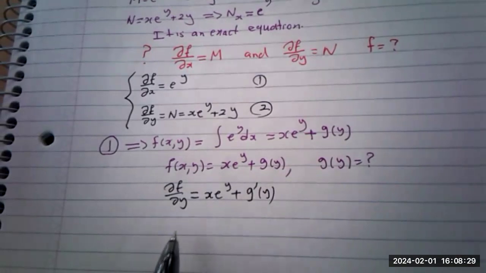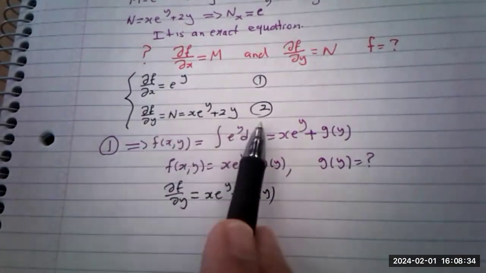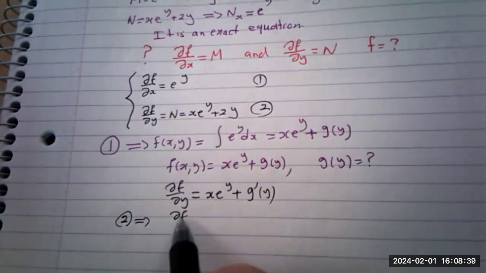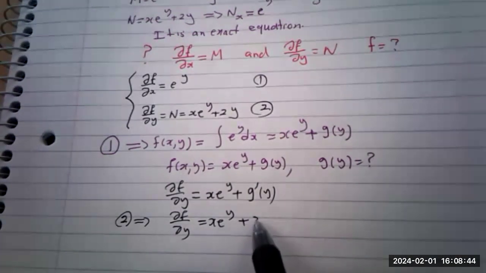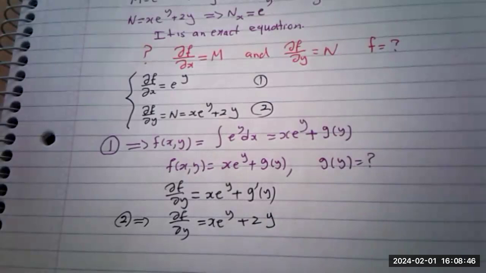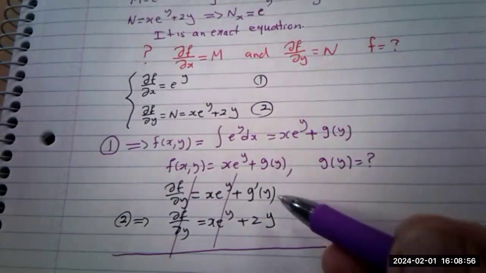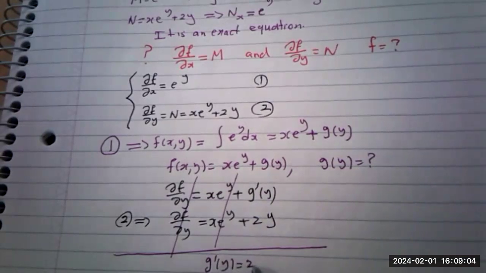But remember, you have ∂f/∂y from equation number 2 as well. So you bring it down. From 2, I have ∂f/∂y is equal to x e^y plus 2y. Now you let them equal to each other. We're going to drop the common terms. You see these two are the same, these two are the same, so the other two must be the same too. So the leftover is g prime of y must be equal to 2y.